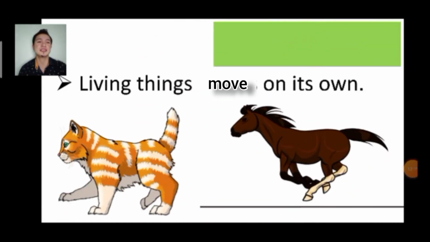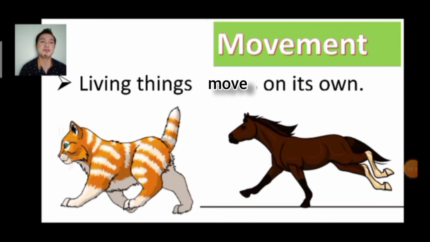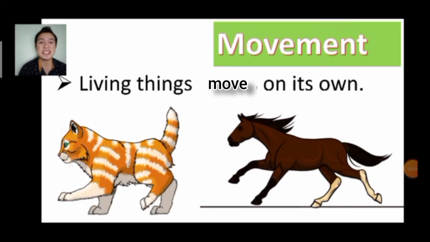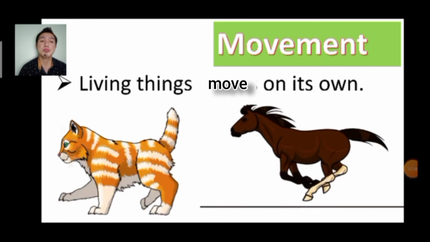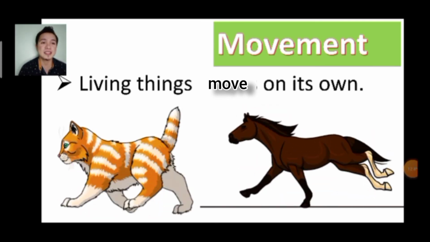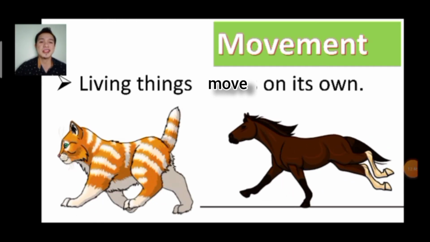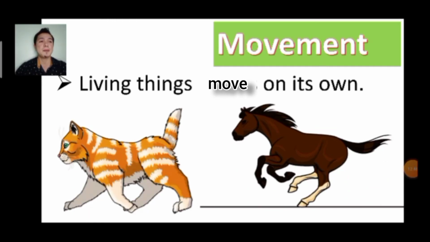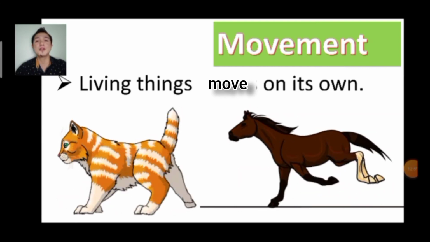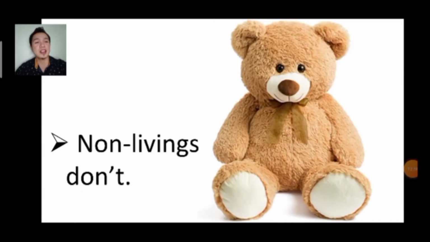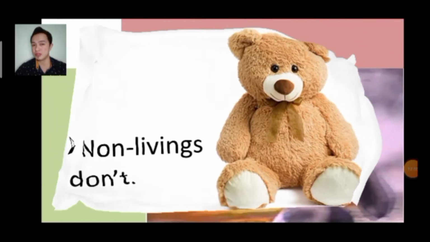Another thing here. So, movement. What do you mean by movement? Living things move on their own. So look at them. The horse and the cat, both of them are moving, running. But non-living things don't.